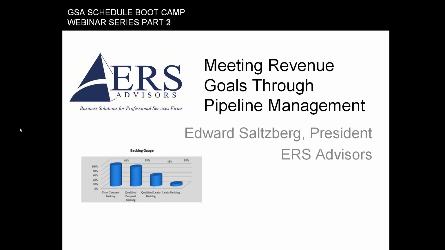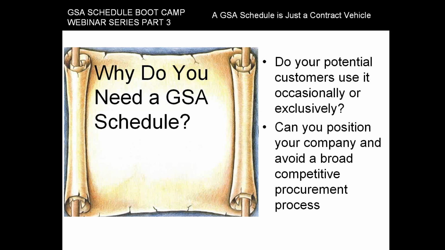So I'm going to talk about how to meet revenue goals through good pipeline management, and we'll focus on GSA schedules, but it doesn't matter whether the source of the revenue is a GSA schedule or some other contract. You still have to be well positioned and you still have to be ready to win that contract.